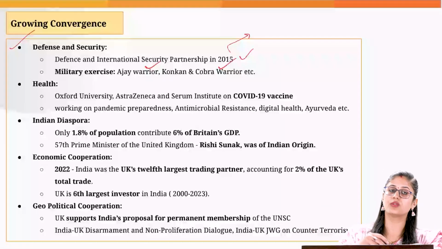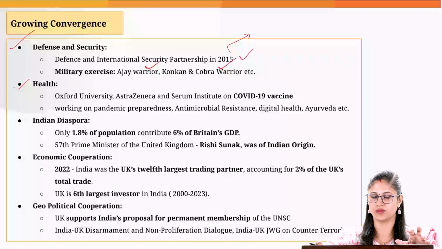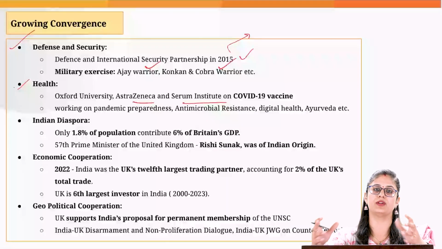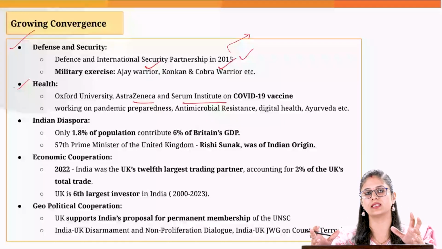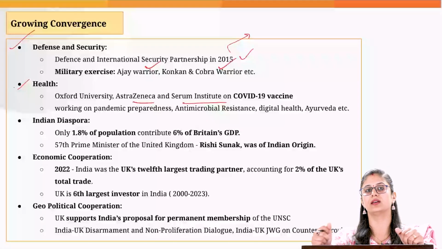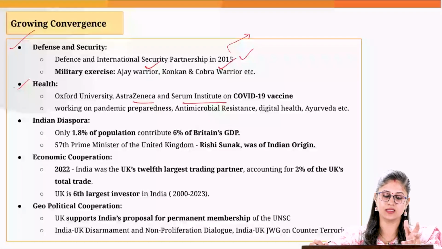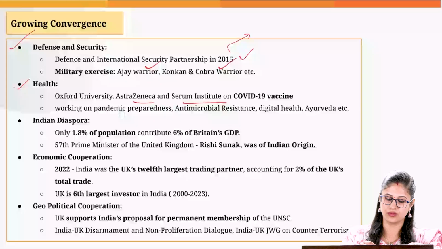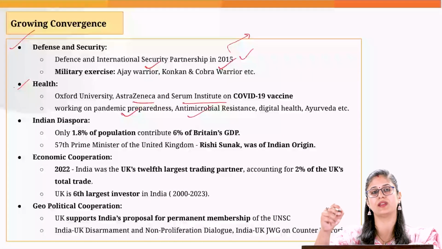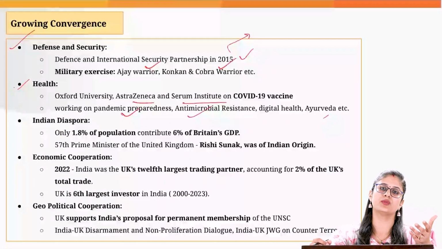The two countries are also collaborating on the health front. Previously, during the COVID-19 pandemic, Oxford University, AstraZeneca and Serum Institute of India collaborated on the development of COVID-19 vaccines. So this showcases that the expertise we have in UK and India, if they come together, can solve global health challenges. The two countries are also collaborating on pandemic preparedness, antimicrobial resistance, digital health, Ayurveda, alternative medicines, etc. So we are witnessing huge convergence on the health front also.